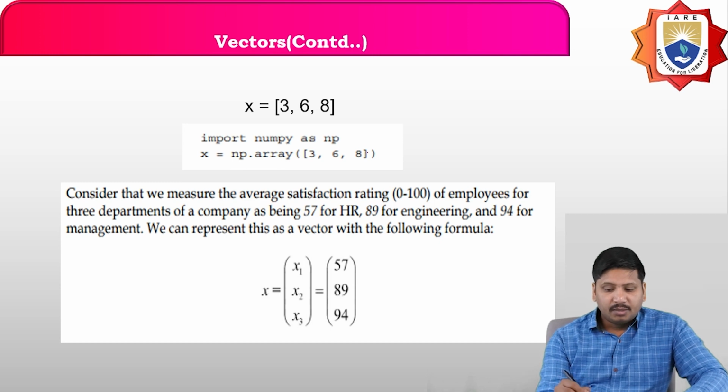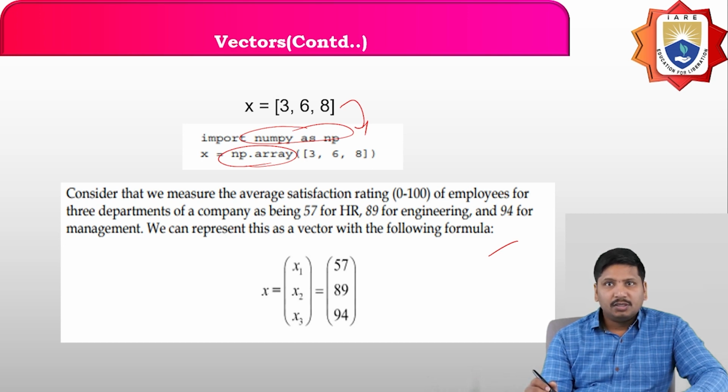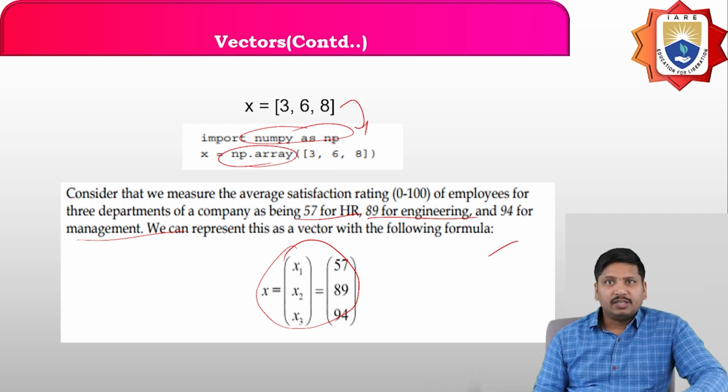Let's see another example. How can I write this in Python programming? Import numpy. Numpy is the package we need. So x is equal to numpy dot array of 3, 6, 8. Suppose I have a problem like this: consider we measure the average satisfaction rate for the employees of three departments, 57 for HR, 89 for engineering, and 90 for management. The same thing can be represented in the form of a vector, the values of x1, x2, and x3.